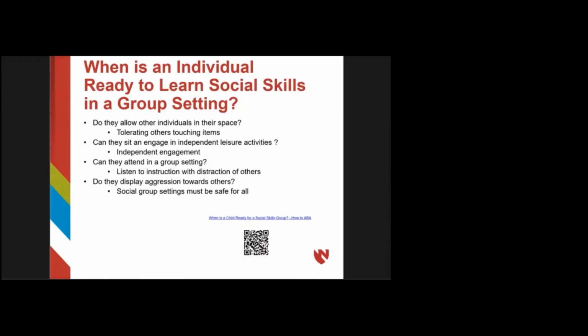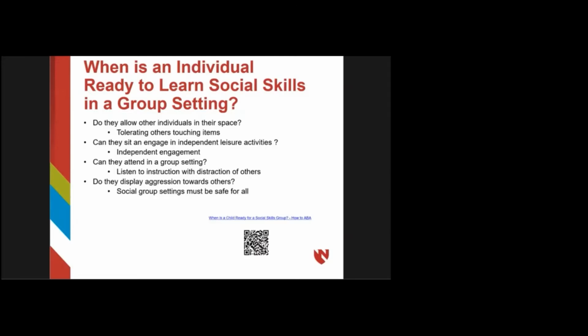So some things to keep in mind before working on social skills in a group setting. Does that individual allow other people in their space? Are they able to tolerate others touching their items or sitting closely to them? Is that individual able to engage in independent leisure activities? Can they engage in activities independently to entertain themselves? Can that person attend in a group setting? So can they listen to instructions with the distraction of other people being in that group as well? And finally, do they display aggression towards others? In a social group setting, we have to set it up so it's safe for everybody.